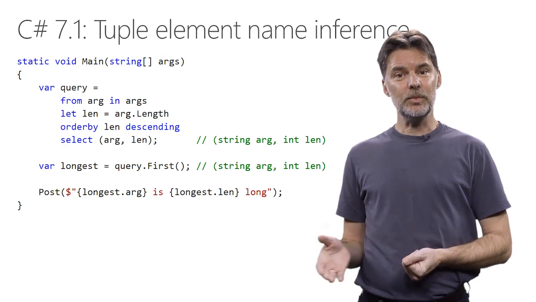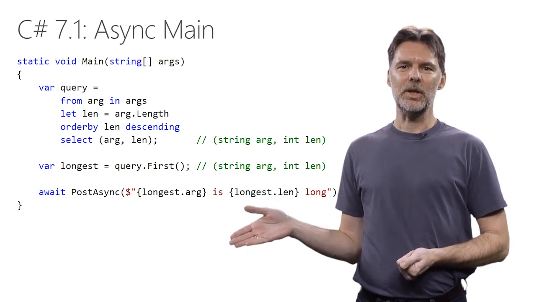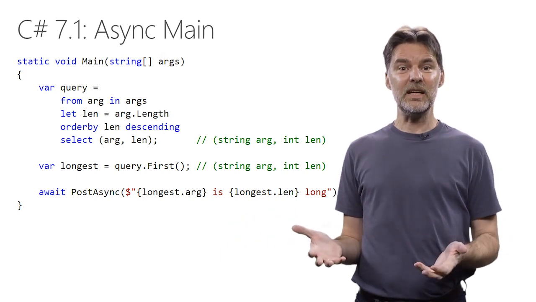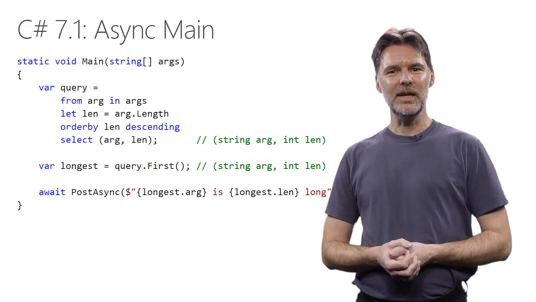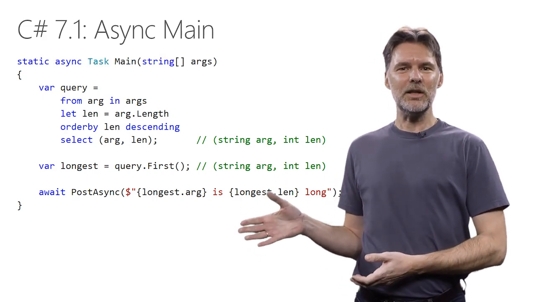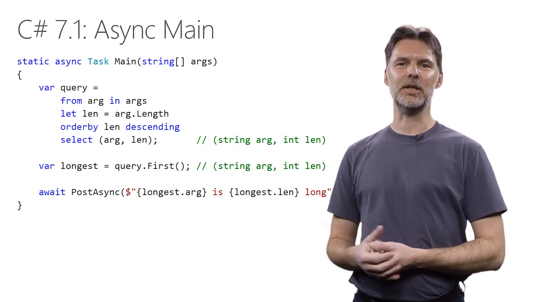Next, let's assume that the post method is asynchronous. We need to await it. But in order to do so, we need to be inside of an async method ourselves. Well, luckily in C# 7.1, the main method can be async, as long as it returns a task or a task of int. This makes it a lot easier to get started with async.